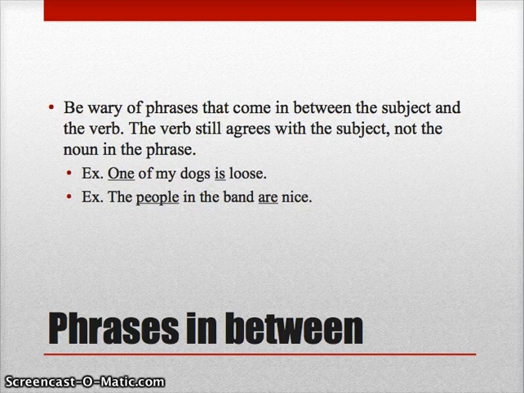Here's a tip. Be careful when there are phrases in between the subject and the verb. The verb still agrees with the subject and not the noun that may be in the phrase. For example, one of my dogs is loose. Or the people in the band are nice.